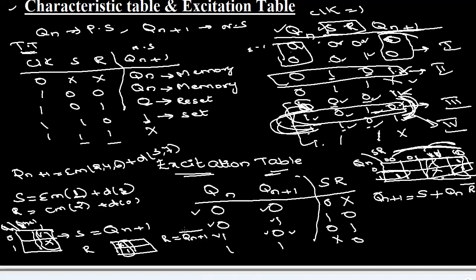That is the excitation equation and characteristic equation. The characteristic equation is Qn plus 1 equals S plus Qn into R complement. The excitation equations are S equals Qn plus 1 and R equals Qn plus 1 complement. Both the characteristic equation and excitation table are used in conversion of flip-flops from one type to another. This is the representation of the SR flip-flop. Thank you.